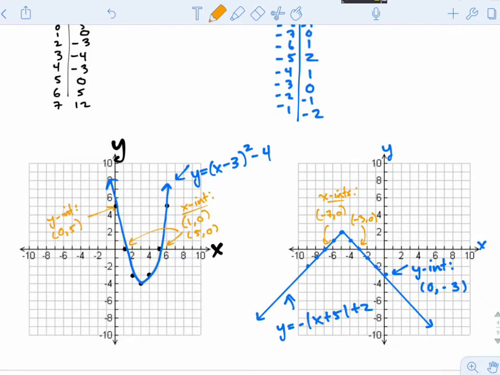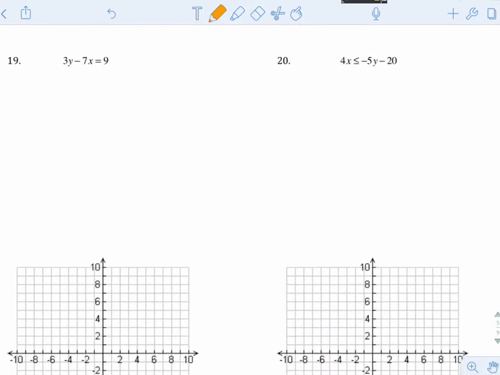All right, not so bad, not so bad. All right, moving on. Okay, looking at number 19, 3y minus 7x equals 9. Immediately we should see, you know what? This is going to be the graph of a line. The equation is an equation that, when graphed, will be a line. We've got nothing to the second power, we've got no absolute value, we've got nothing funky. This is going to be a line. So I think let's put this into y equals and slope-intercept form.